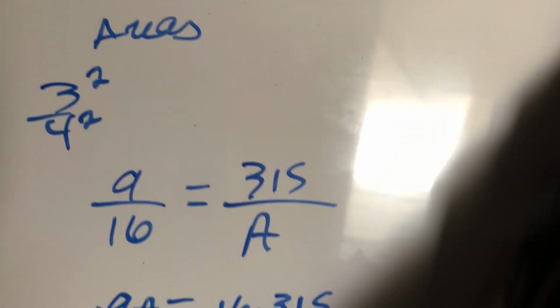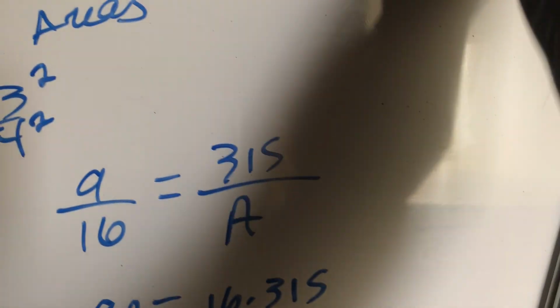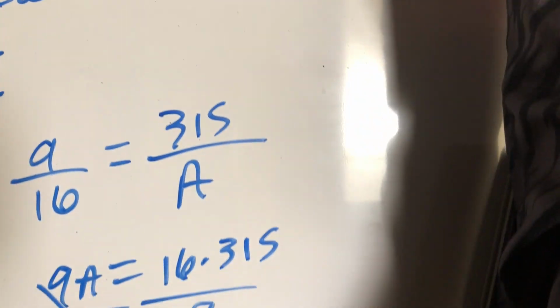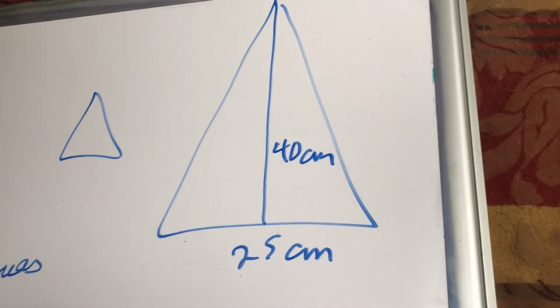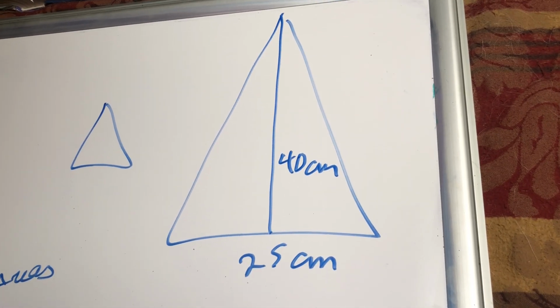So then another one. Got a triangle here, bigger triangle, that's 25 centimeters by 40 centimeters. Now you can see it better.